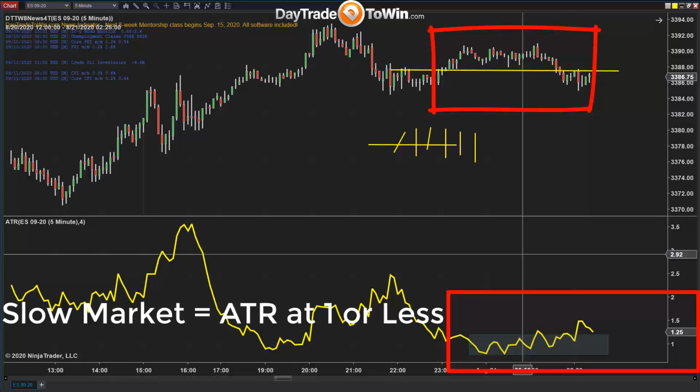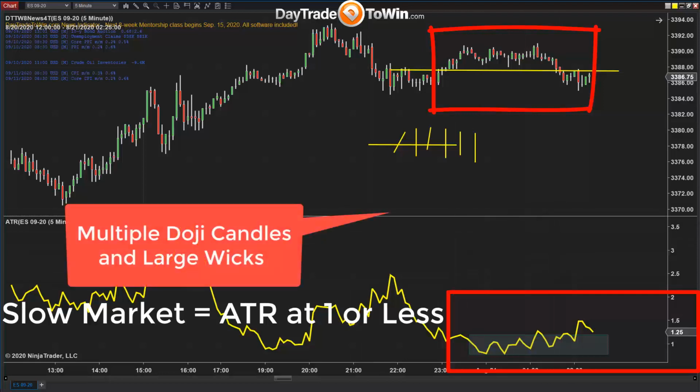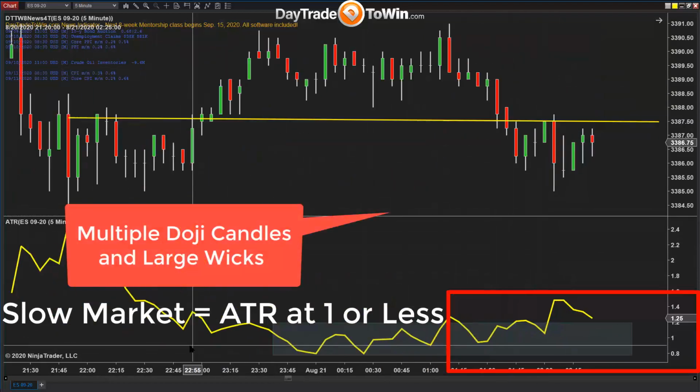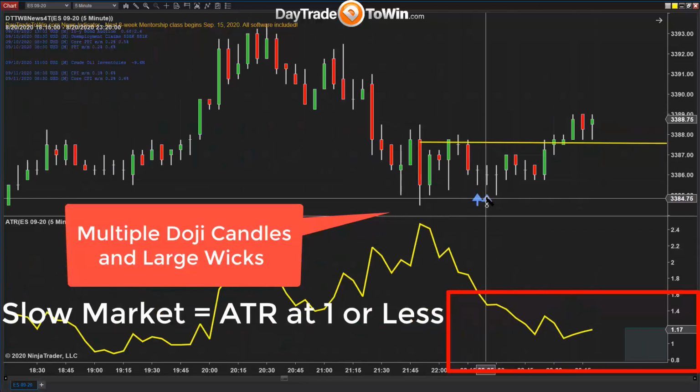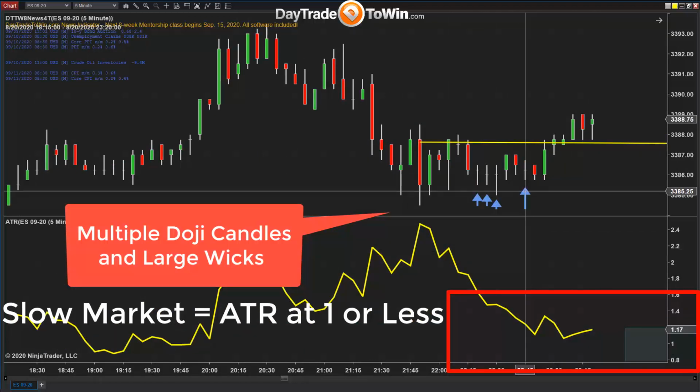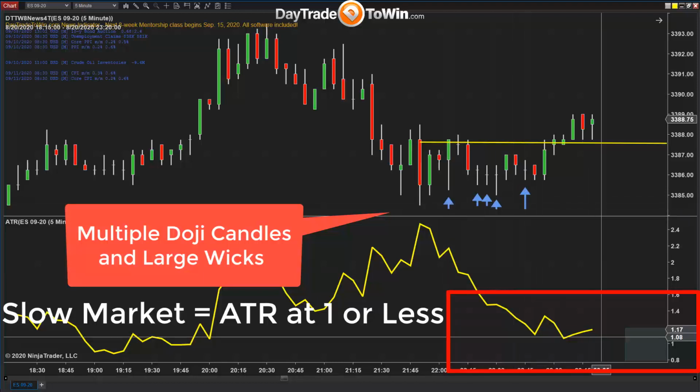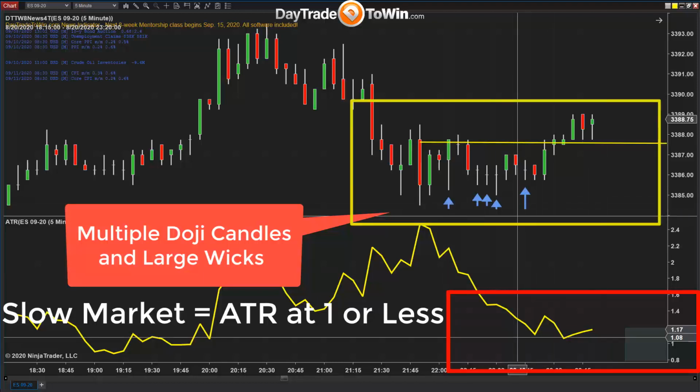And one of the giveaways are dojis, candles with large wicks. So if you see here, these candles with wicks right over here, this tells me that we're going to have a lot of chop and whipsaw and the market's just going to be flat. This is not an optimal time to trade. You should wait until the market speeds up a little bit. Again, the ATR 1.5, 2, getting to normal. Don't expect a trend, expect more chop and flip-flop.